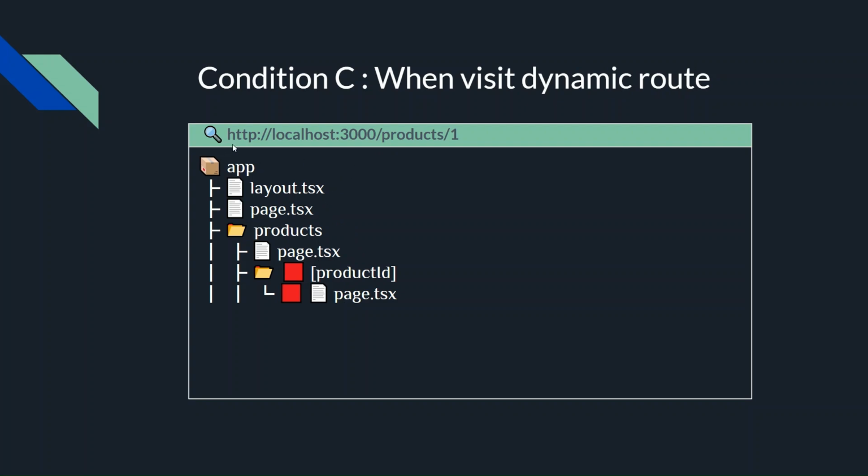So when you visit localhost:3000/product/1, the product ID acts as a dynamic route in the Next.js application, and the page.tsx will be activated, due to which you can see the detail page related to that product ID. So this is how we have implemented the dynamic route in a Next.js application. I hope you understood how you can create a dynamic route in a Next.js application.